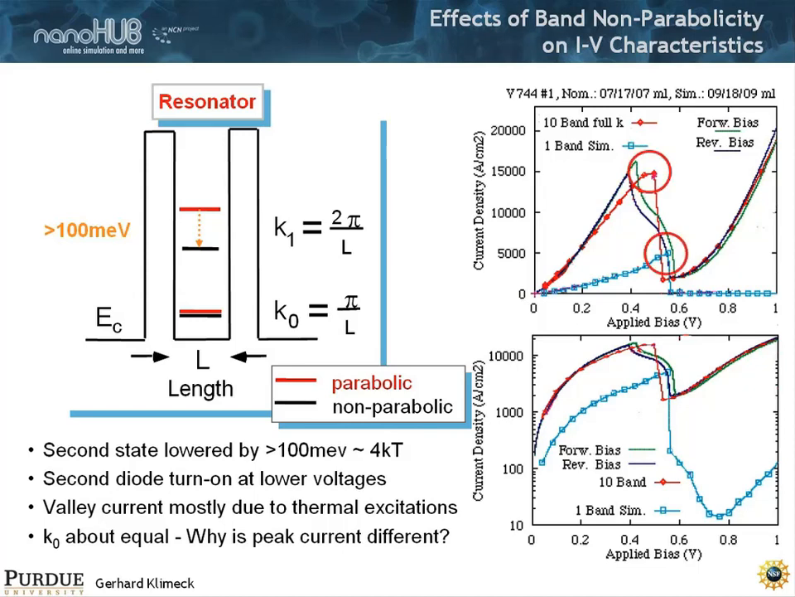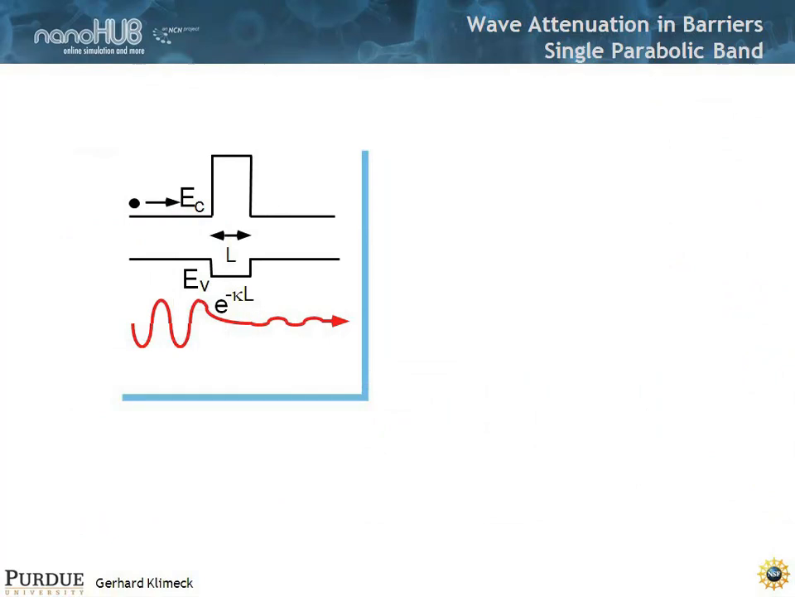But we had argued that the peak is roughly at the same energy, right? Nothing happened apparently there. So we're missing some other physics that I haven't quite explained to you yet. There's something missing in the single band calculation that is present in the full band calculation. So let's look at that.